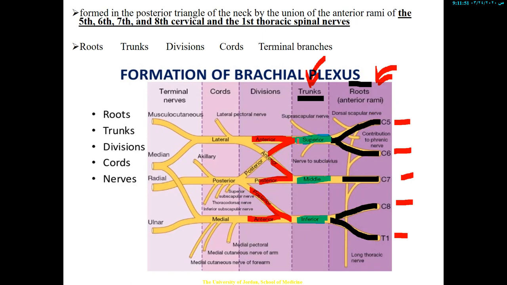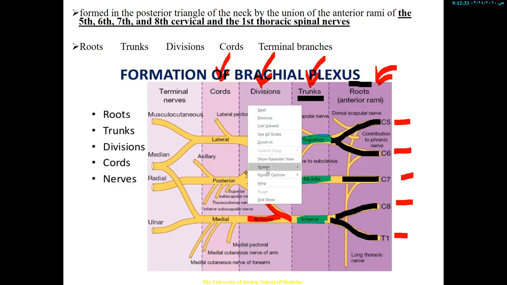Now let's talk about the subsequent division. Each trunk divides into anterior and posterior, also in their anatomical position. It is anterior in anatomical position. This one is posterior in anatomical position. Now, what do you think after, as I told you, divisions, it should be followed by subsequent union. And therefore, division should be followed by union. The fourth stage is the cords.